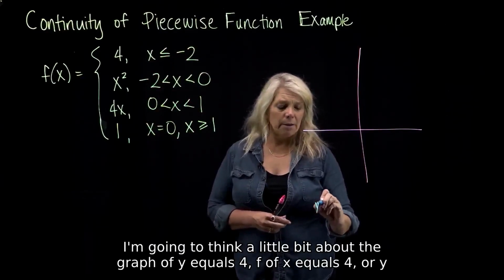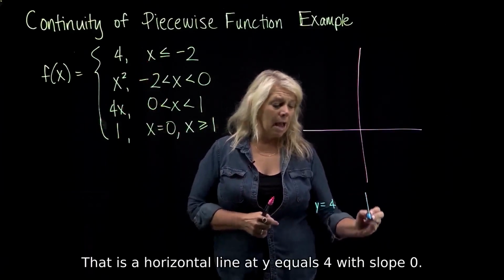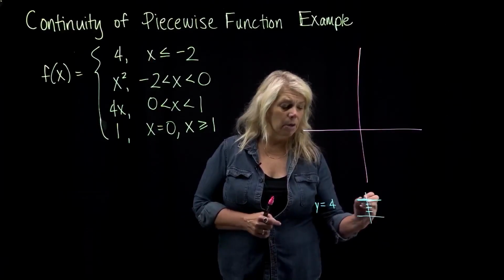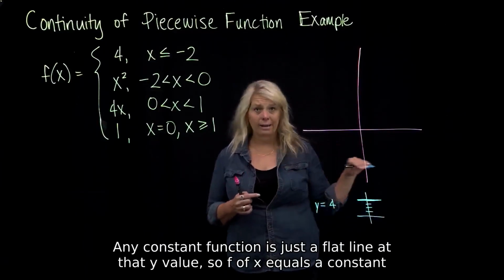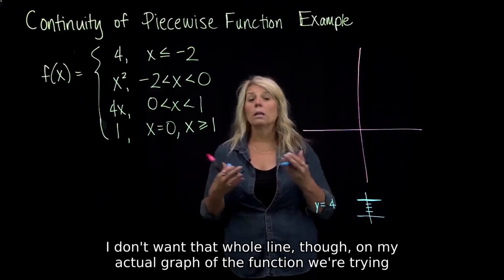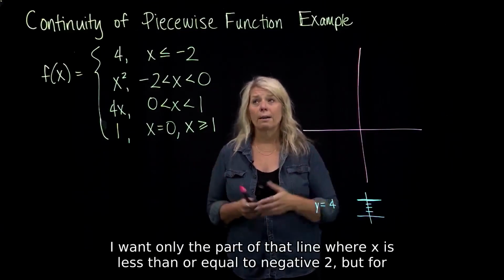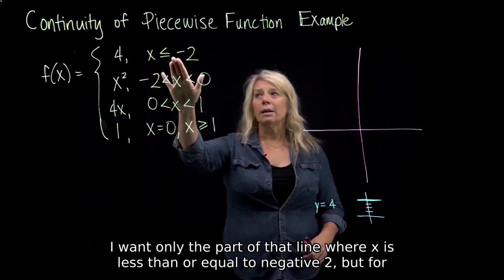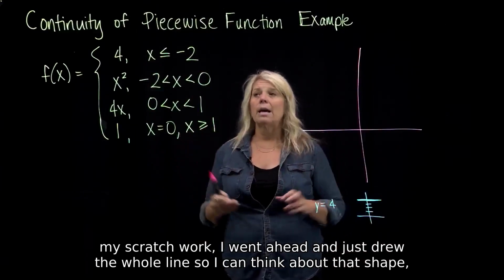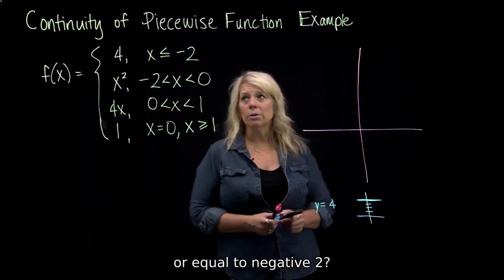So I'm going to think a little bit about the graph of y equals 4, f of x equals 4. That is a horizontal line at y equals 4 with slope 0. So any constant function is just a flat line at that y value. So f of x equals a constant, or y equals a constant. I don't want that whole line, though, on my actual graph of the function we're trying to graph. I want only the part of that line where x is less than or equal to -2. But for my scratch work, I went ahead and just drew the whole line so I can think about that shape. And now I'm going to think about, well, where is the part of that line where x is less than or equal to -2?